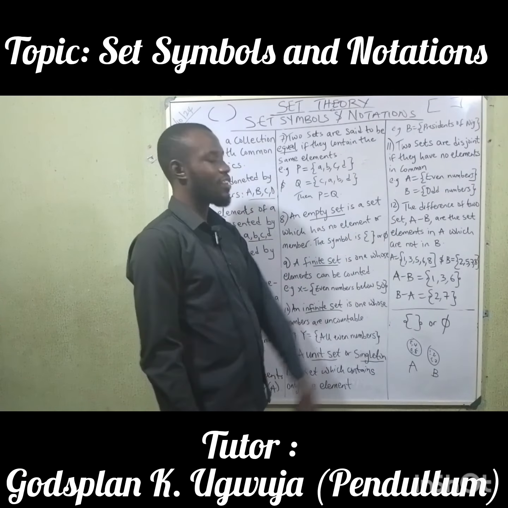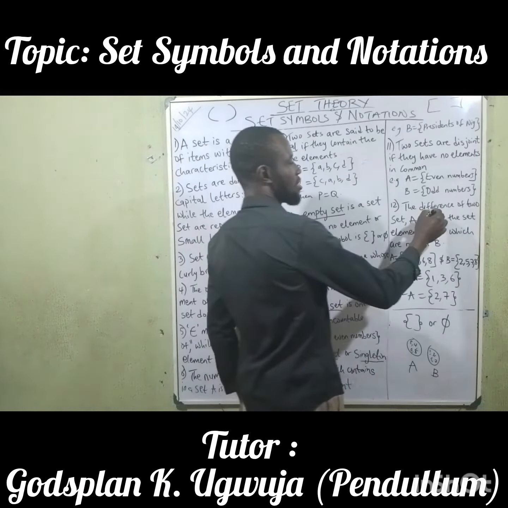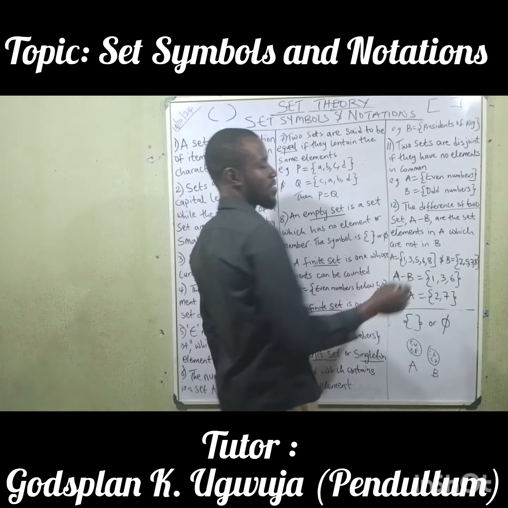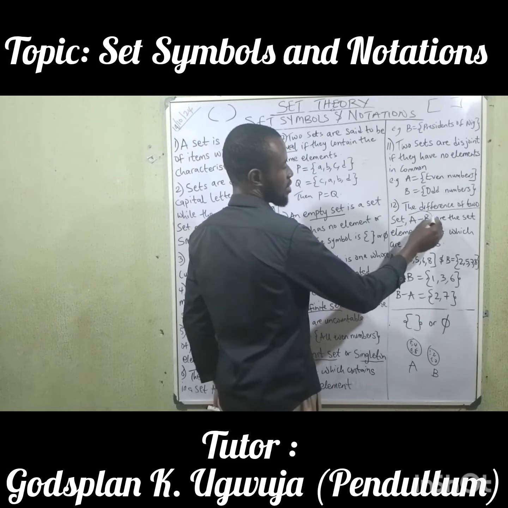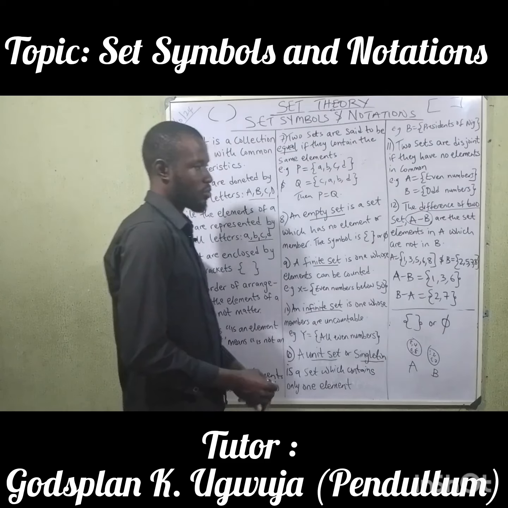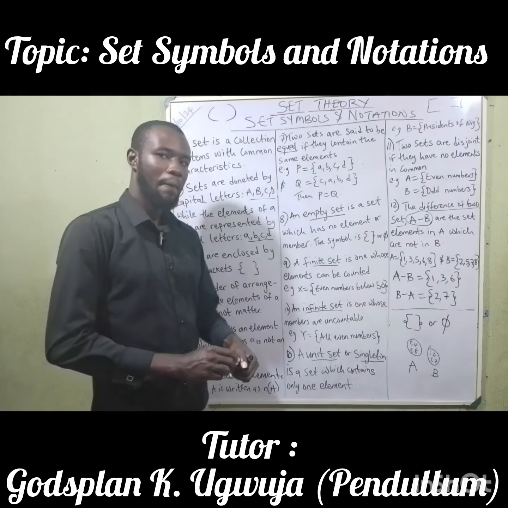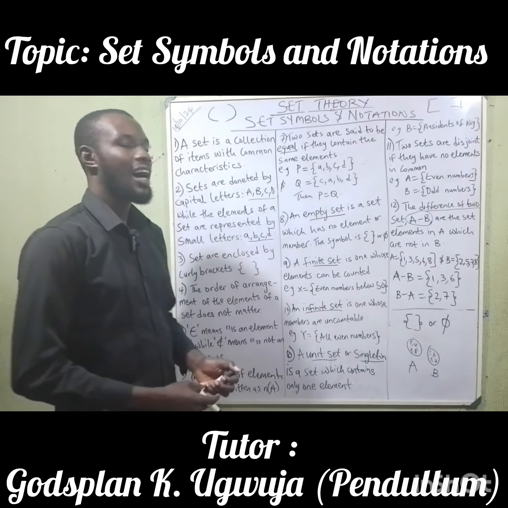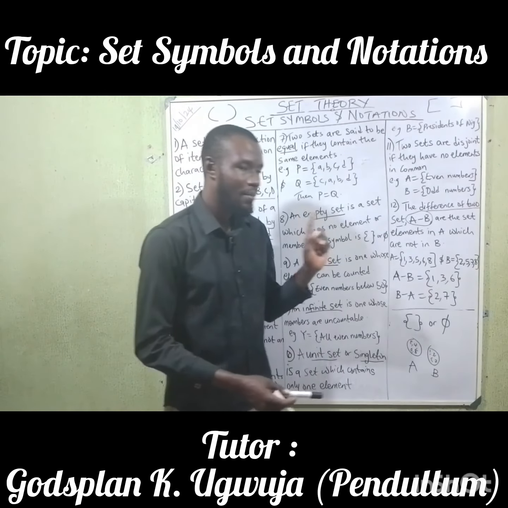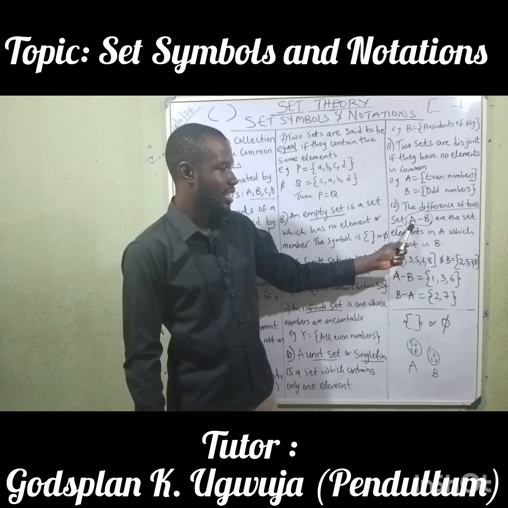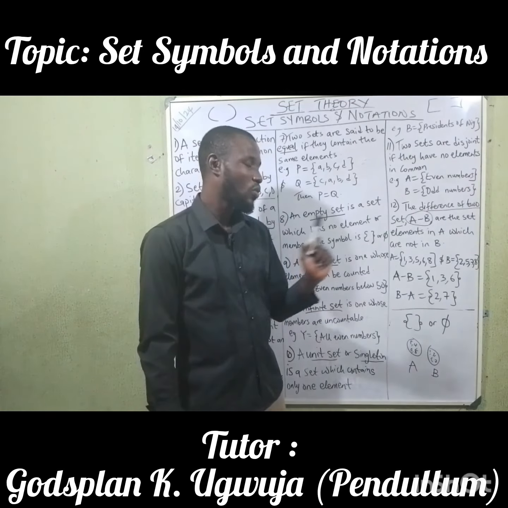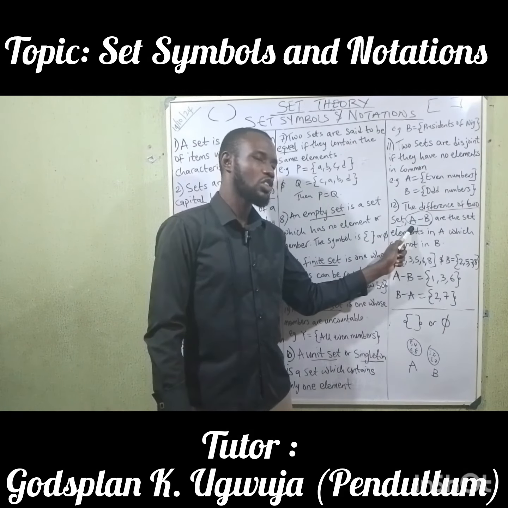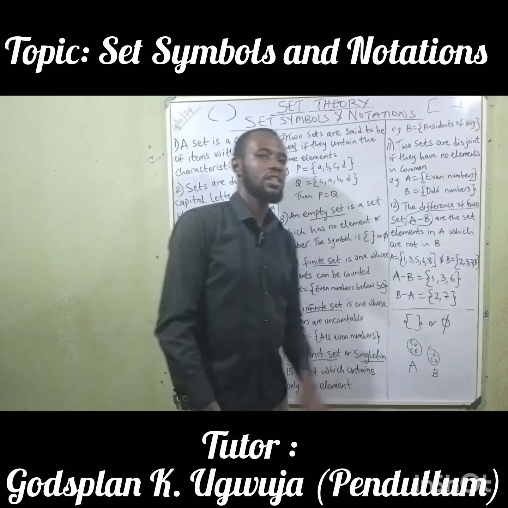And then we have the difference of two sets. The difference of two sets is represented as the first set minus the second set. That's this. And it simply means elements or members that are in the first set which are not in the second set. Elements or members which are in the first set but not in the second set.